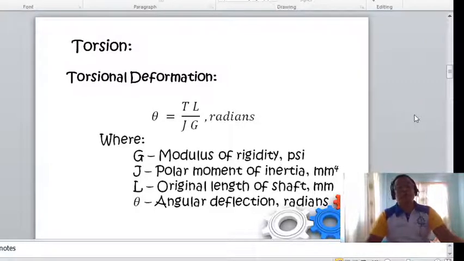Next is the torsional deformation. The basic equation is theta equals TL over JG: torque multiplied by the length of the material, over the polar moment of inertia and the modulus of rigidity. Take note, class, that the unit for the angular deflection here is in radians.